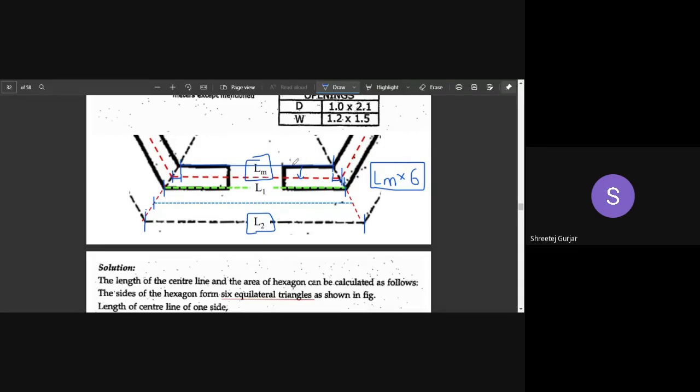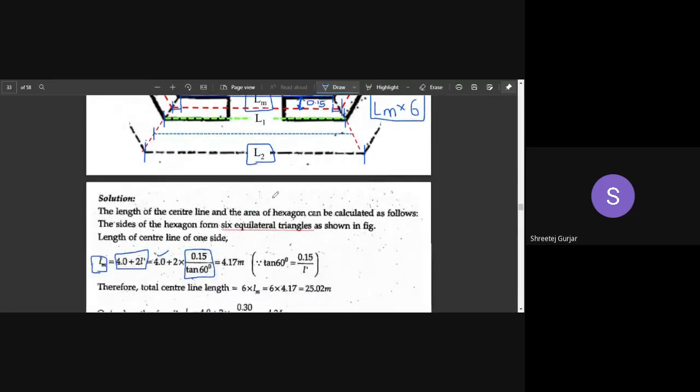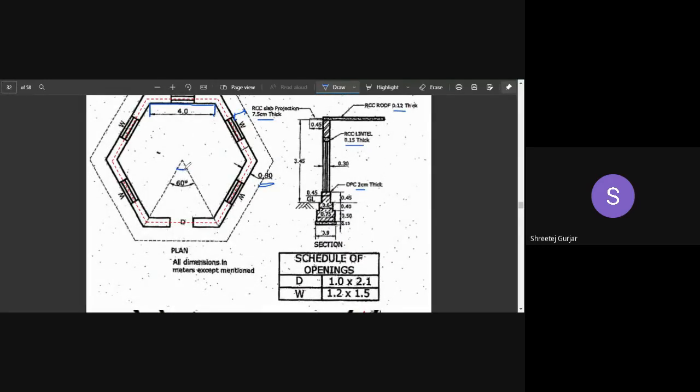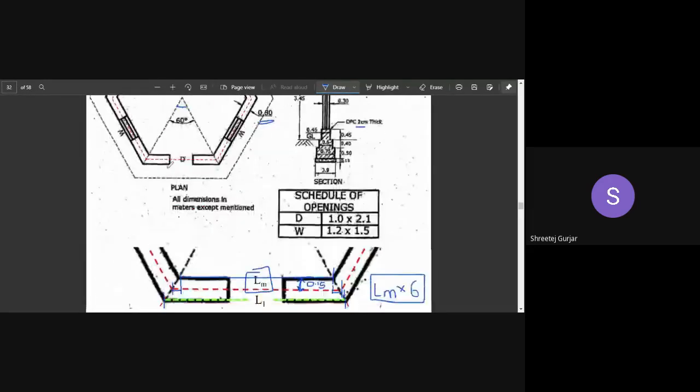From this surface, the inner surface, we are moving to your center line. So what is this total? This is totally 0.3 meters, right? So half of it we are moving, so this is 0.15. That is what we have to write here: 0.15 divided by the tan of this angle. So this is your formula, and you need to remember this formula.